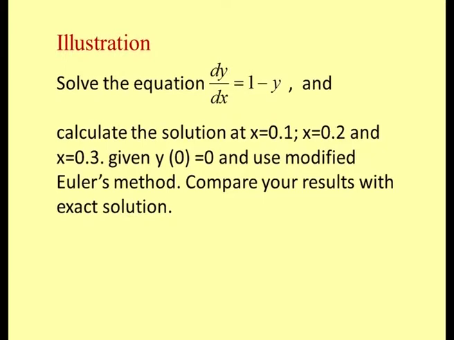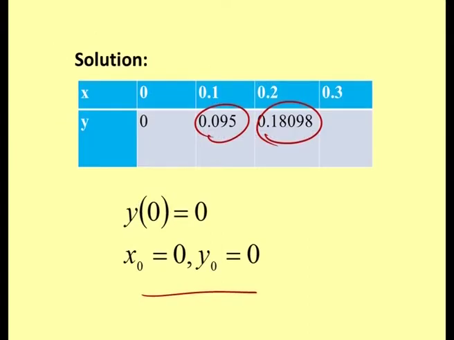Next, we will solve dy by dx is equal to 1 minus y and calculate the solution at x is equal to 0.1, x is equal to 0.2 and x is equal to 0.3, given y of 0 is equal to 0, by using modified Euler's method. Also, we have to compare the results with the exact solution. And again the values are calculated and substituted.